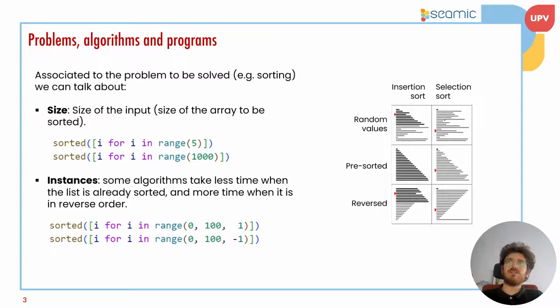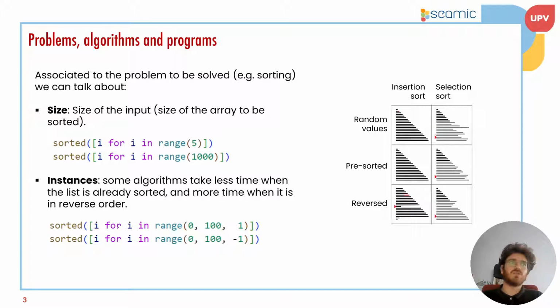For example, in this animation here to the left, you can see that there are two algorithms, insertion sort and selection sort. Insertion sort is very fast when the array is already pre-sorted, but it's a bit slower when we're using random values. And it's even slower when the values themselves are reversed. But in comparison, selection sort works at exactly the same speed in all three cases, but at a much slower speed than even the reversed version of the insertion sort, as we can see here.